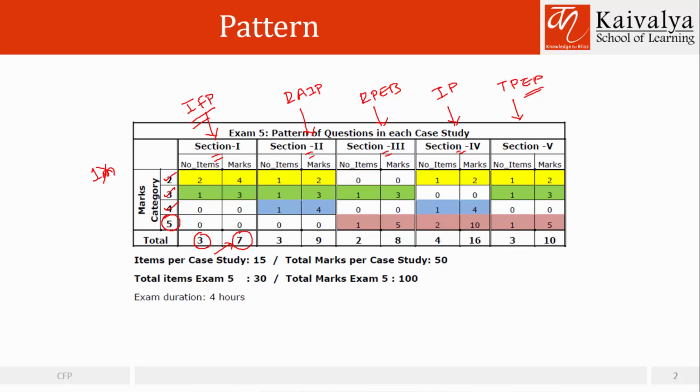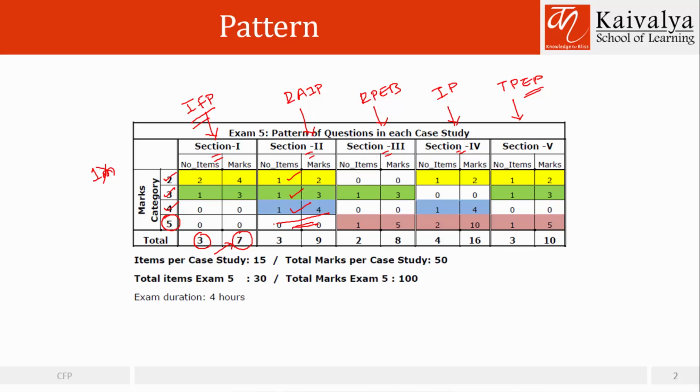Now understand, in risk analysis insurance planning we have no 5 marker question straight away. We have got a 2 marker question, this is purely theory. A 3 marker question is also a blend of theory, you can have some calculations as well, and this is a purely calculation question.